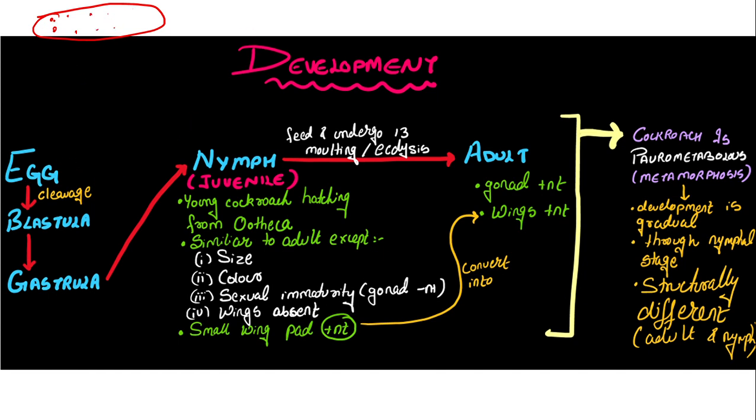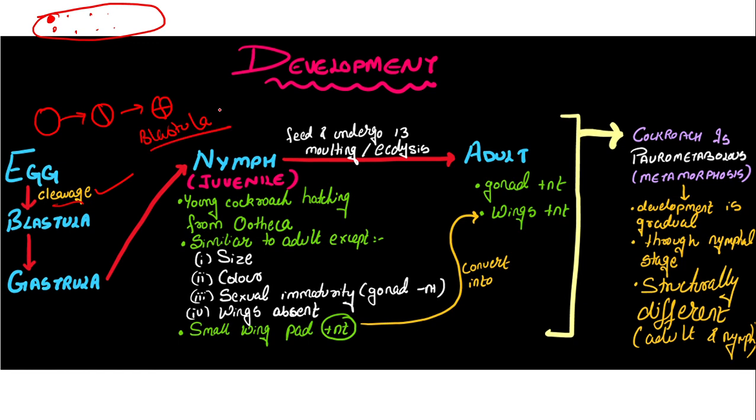ठीक है. Now इधर देखो, inside the ootheca, the fertilized egg, let me take one egg. In that, what will happen? This egg will undergo cleavage. What is cleavage? It is a special type of mitosis where growth of the cell won't take place, only division takes place.